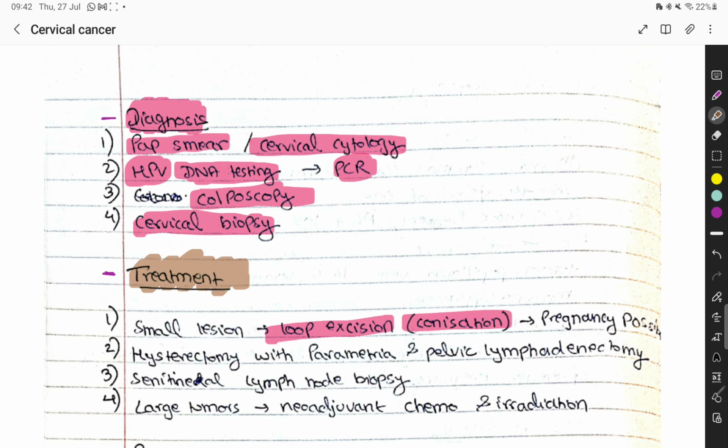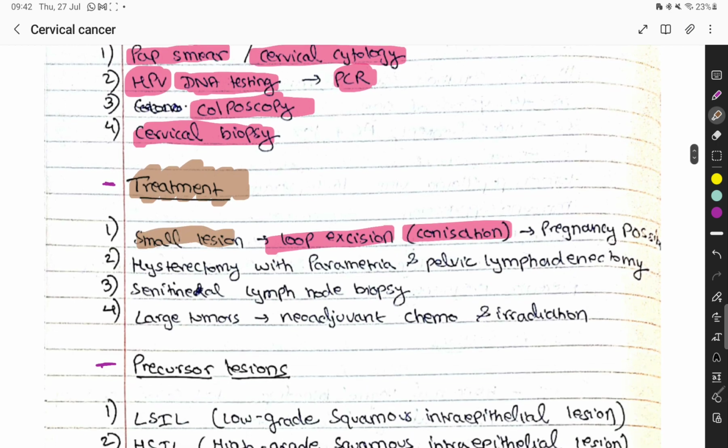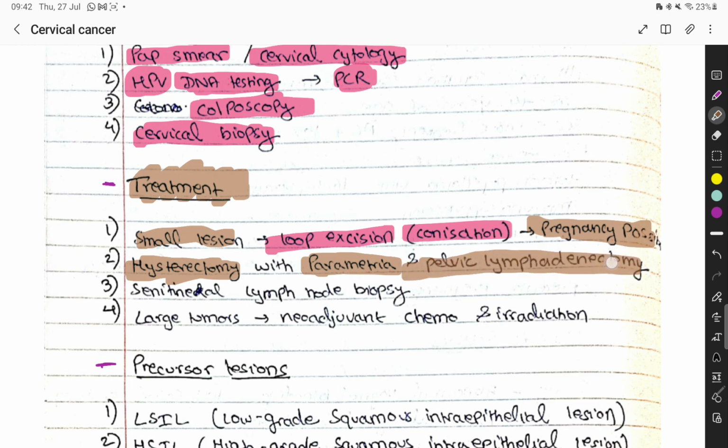Okay, now we will do treatment. For a small lesion, treatment is loop excision or conization. Even after the loop excision, pregnancy is possible. Another option is hysterectomy, removing the uterus with the parametria, the tissue around the uterus, and pelvic lymphadenectomy, so the pelvic lymph nodes are also removed.